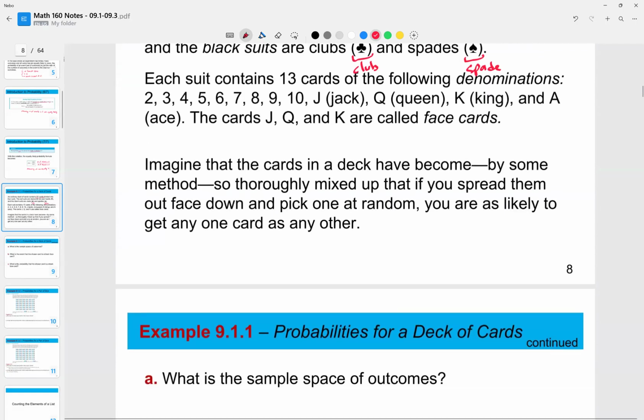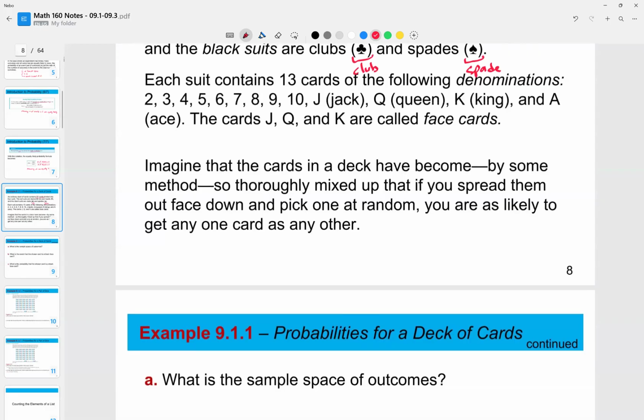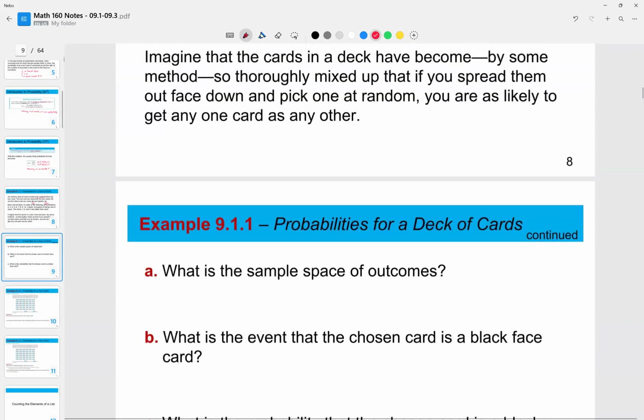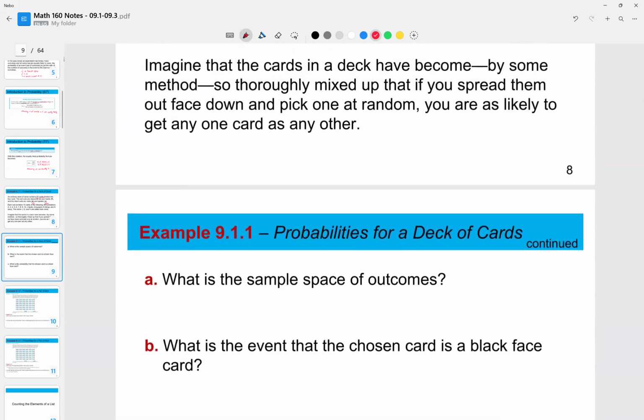Okay, so let's imagine that we've shuffled the deck enough, and so we pick one at random. So let's work through this. What if we have shuffled the deck enough, so it's thoroughly mixed? That means everything is equally likely. It turns out mathematicians have figured out that you need to roughly shuffle a deck about 7 times to make it random enough.